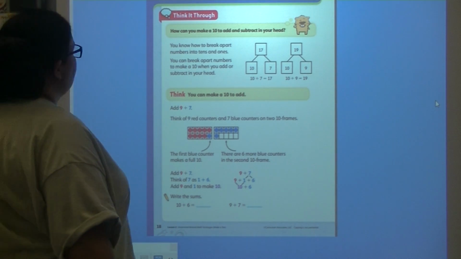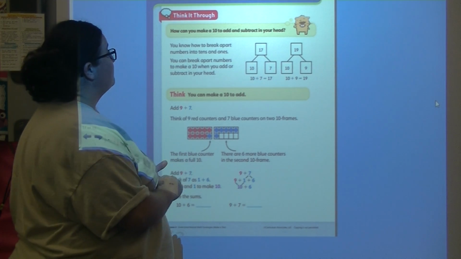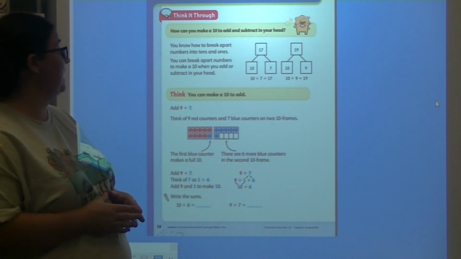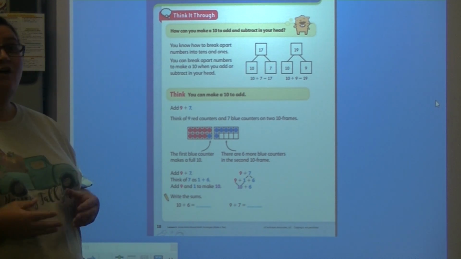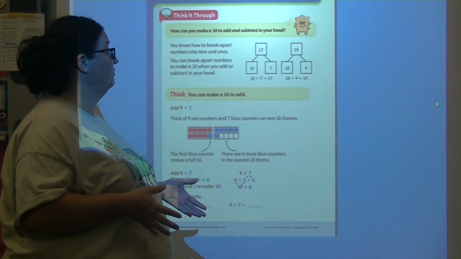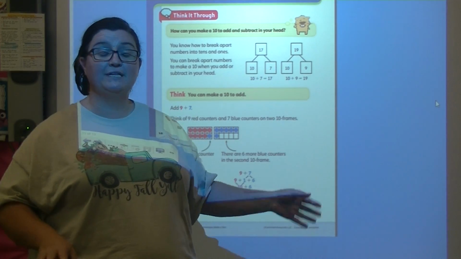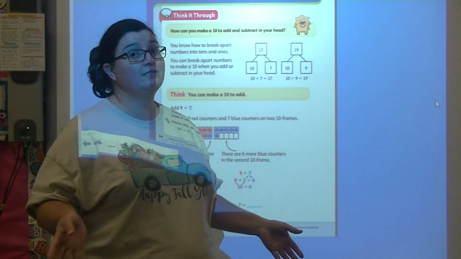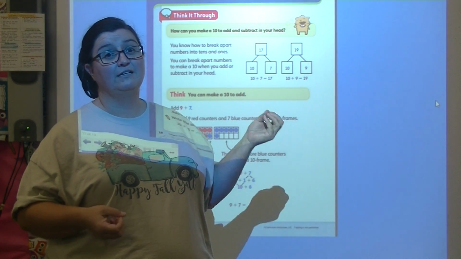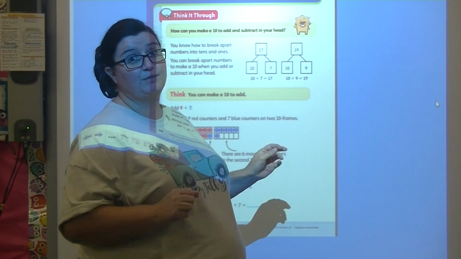Okay, so it starts out thinking it through. How to make a group of 10 in your head to add or subtract. When you have a number already, you can easily break it up into 10s and 1s. And that's very easy to make 10s and 1s. When it's harder to break down is when you have an addition problem.